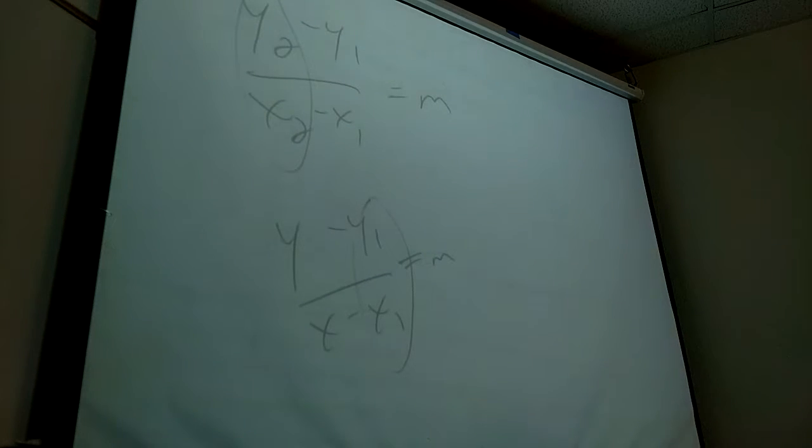And then I really want you guys to understand. If somebody gives me a point, I pick any other point on that line, the slope has got to be the same. That's the whole idea of a line. The slope never changes. If the slope changed, what would happen? That would no longer be a straight line. It would be a curve.